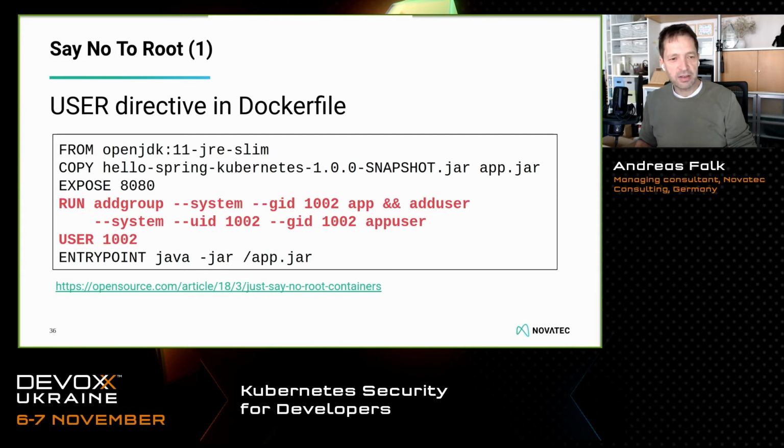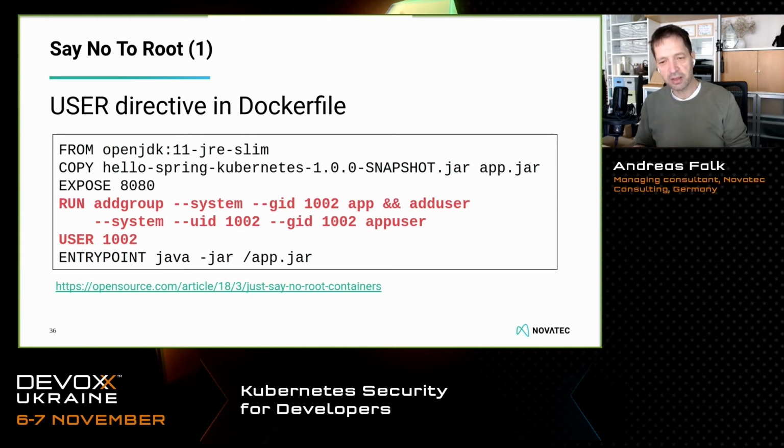In that case, how to be not root in your Dockerfile, it's quite easy. Just add an additional user in your Dockerfile, like it's shown here, like run addgroup and adduser with a user ID of 1002. So a good piece of advice is also always use user IDs above 1000, because beneath 1000 user IDs could be system users, and you don't want to have a conflict with some predefined users.